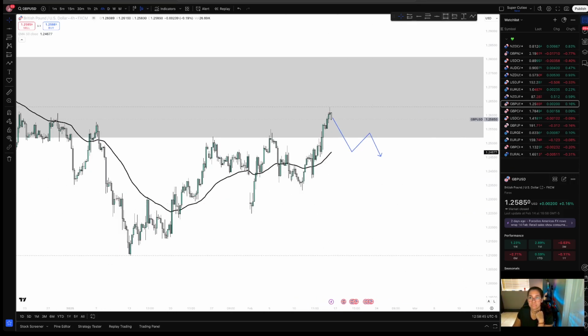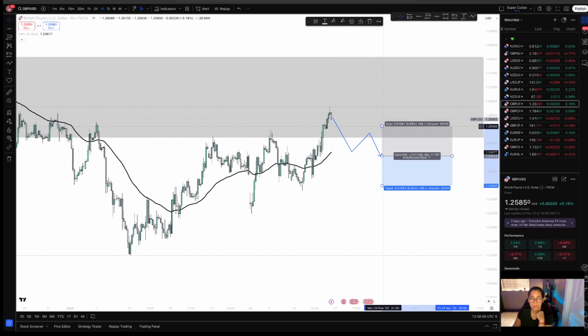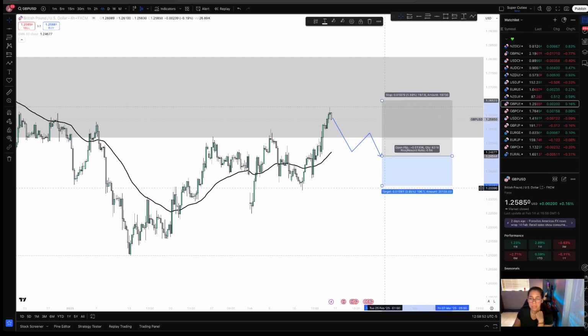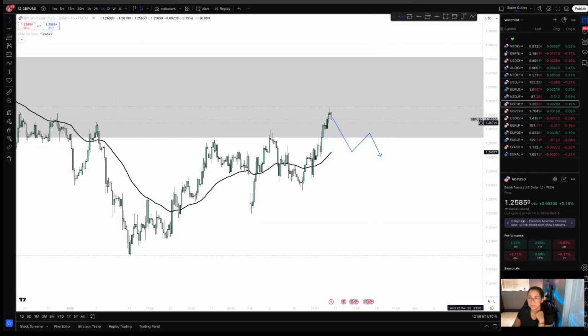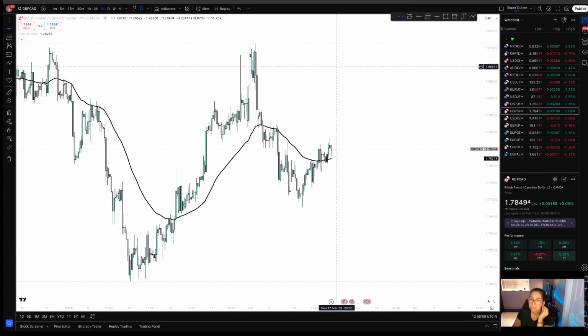And then right now I wouldn't even know where to put a proper stop loss. That'd be a bit crazy, so we put it about the EMA. Wow. Charts are sucking this week, I'm sorry. Okay, GBP CAD, let's see.